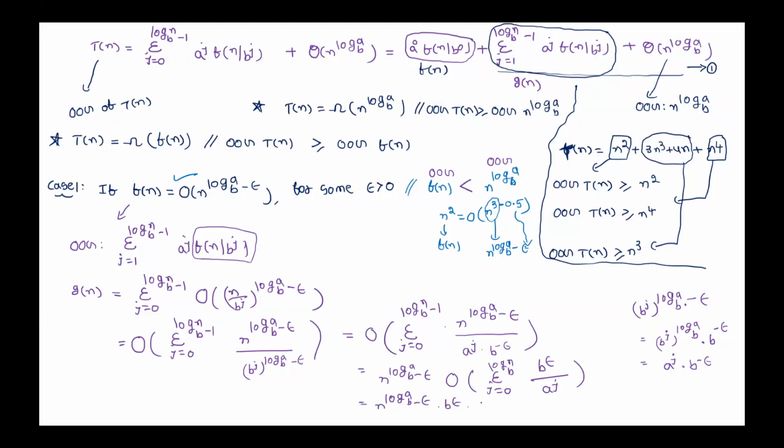into, this is of the form sigma j equal to 0 to log n base b minus 1 into 1 by a whole power j. Okay, this is simple. We can probably go off. What is this summation? What is it that we get? Whether it becomes constant or not? Can we treat it as a constant? Is it constant?